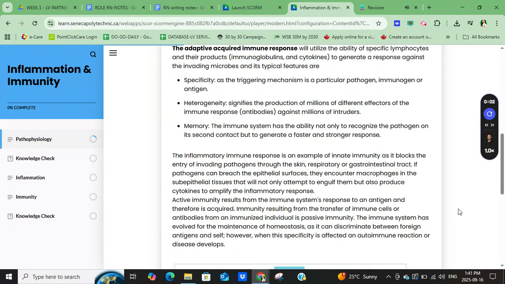Active immunity results from the immune system's response to an antigen and therefore is acquired. Immunity resulting from the transfer of immune cells or antibodies from an immunized individual is passive immunity. The immune system has evolved for the maintenance of homeostasis, as it can discriminate between foreign antigens and self. However, when this specificity is affected, an autoimmune reaction or disease develops.